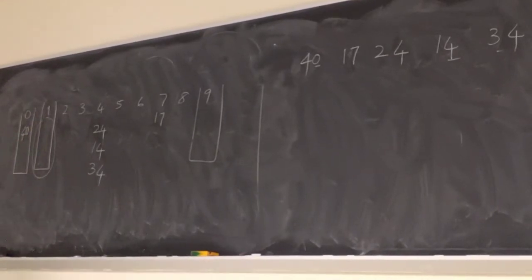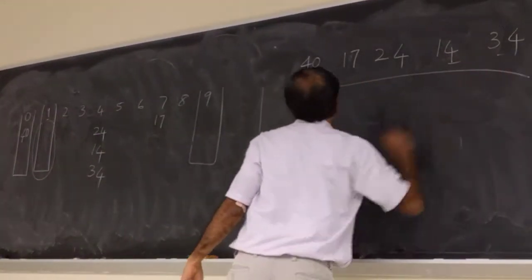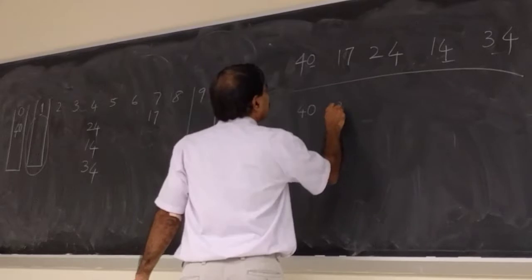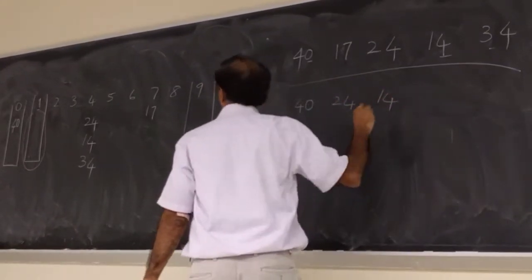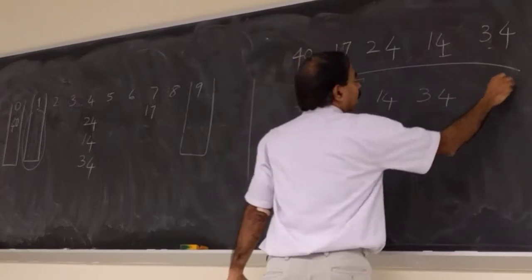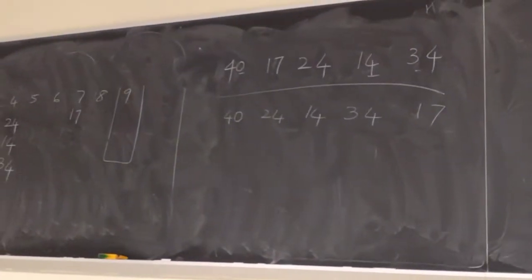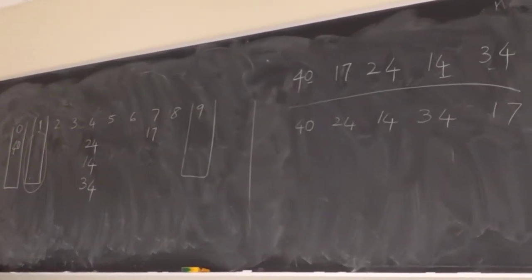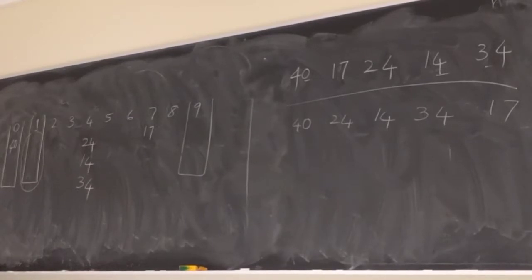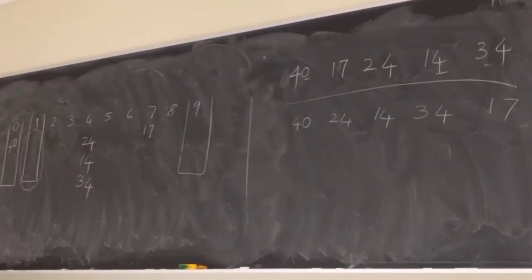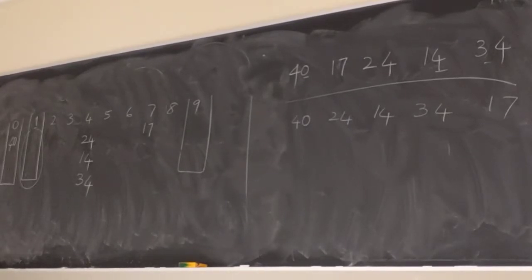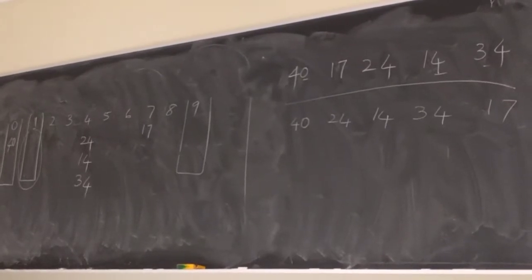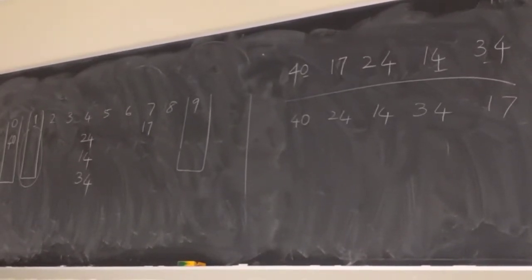Then we can concatenate these elements. So after one round, we have the sequence 40, 24, 14, 34, and 17. So we have just concatenated the bin contents. So far, is it clear, or do you have any questions? Again, all we are doing is looking at the least significant digit, putting them into the right bucket, and once we have gone through the scan, we concatenate the bucket contents and we get the result shown there.